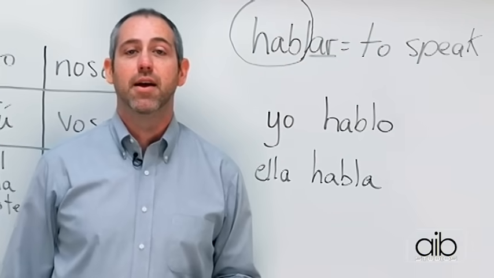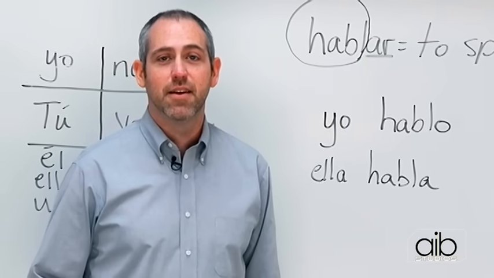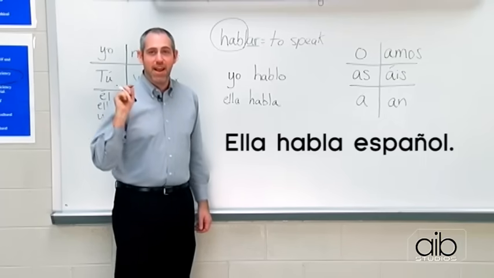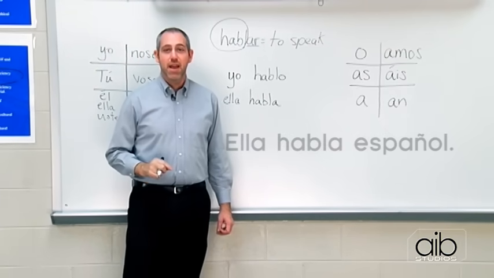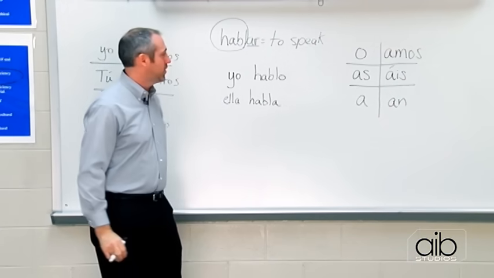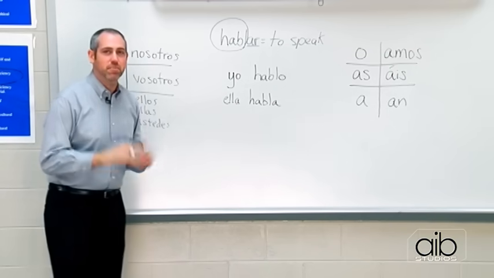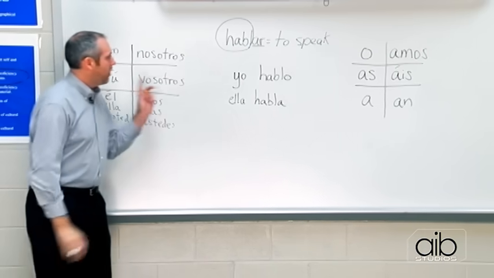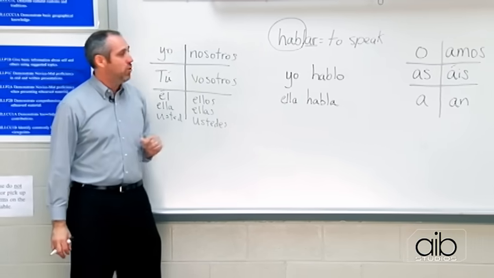Ella habla. Now try to say she speaks Spanish. Ella habla español. Very good. And that's how we do AR verbs. Let's just try a couple here, just so we can start putting it in our minds and start making those connections. So if I want to say I speak, as we already said, it's yo hablo.